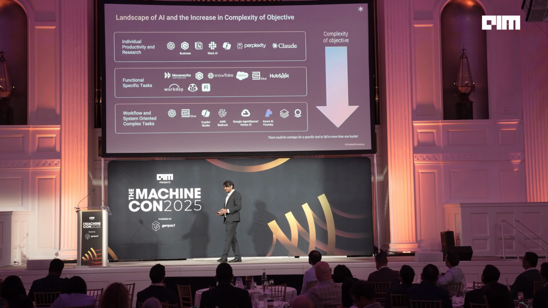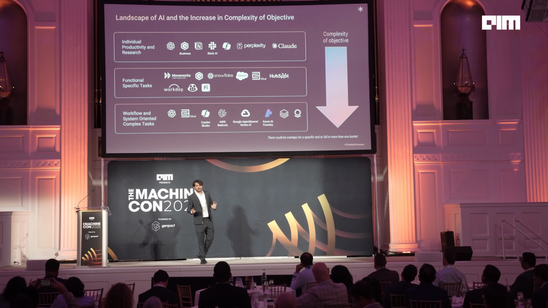The next is functional specific tasks that need to be achieved. A good example of this is Salesforce, where Salesforce is looking at CRM and customer service. Now, within that space, there are a bunch of tasks that need to be accomplished, and they help accomplish those tasks. Now, given it is bounded, you don't have issues with complexity too much.